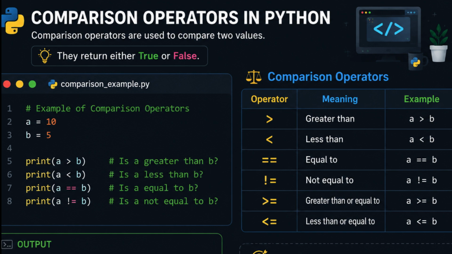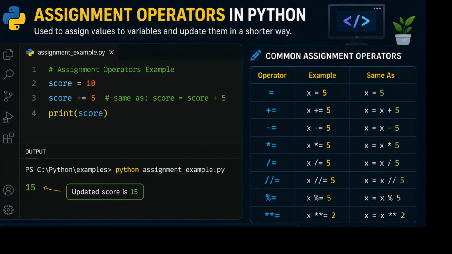Python also gives us assignment operators that make updating variables easier. Instead of writing score equals score plus 5, we can simply write score plus equals 5. Both mean the same. And logical operators help us combine conditions.